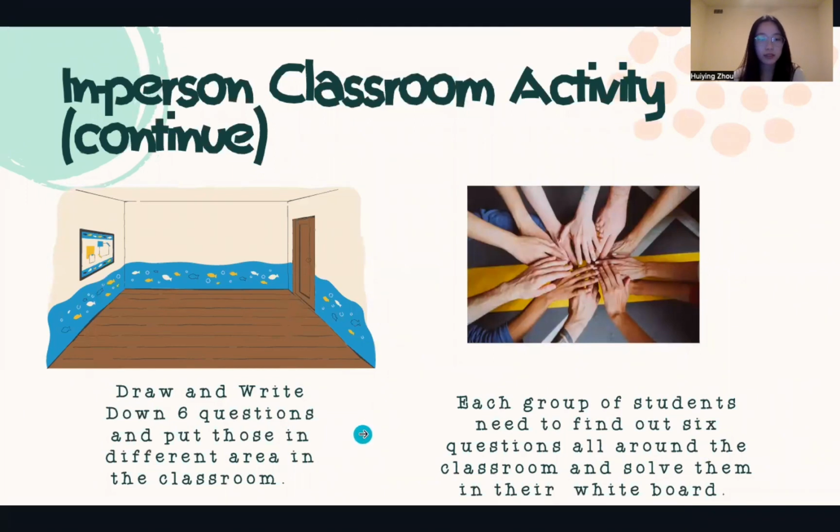The second step is to randomly assign students into 6 groups. The third step is that the teacher draws and writes down the 6 questions and puts them in different areas of the classroom, like 1 here, then 2nd, 3rd, 4th, 5th, 6th. Each group of students needs to find the 6 questions around the classroom, solve them, and write the answers on their whiteboard. After that, students can share their answers and see how well they are doing in this activity.